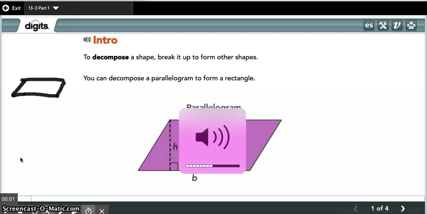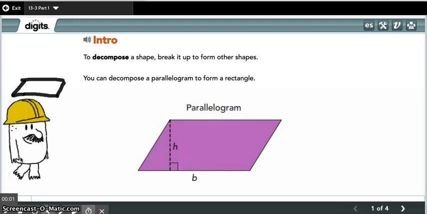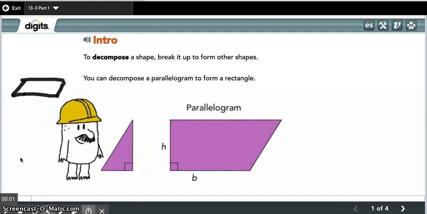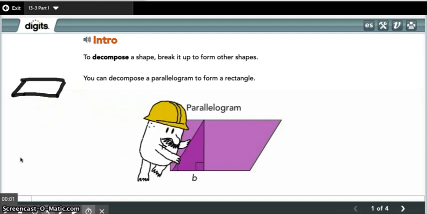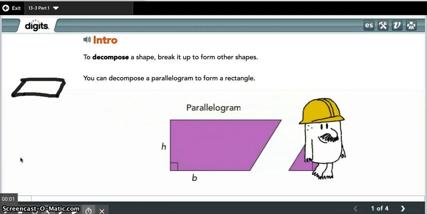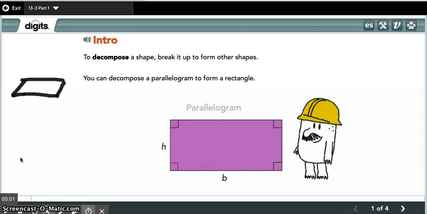Suppose you have a parallelogram with base B and height h. To decompose the parallelogram into a rectangle, cut the parallelogram along its height. Move the triangle to the other side. Then push the pieces together to form a rectangle. So you can decompose a parallelogram to form a rectangle with the same base and height as the parallelogram.